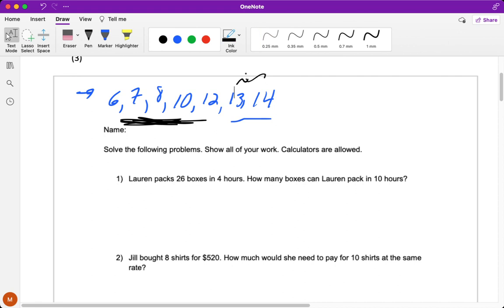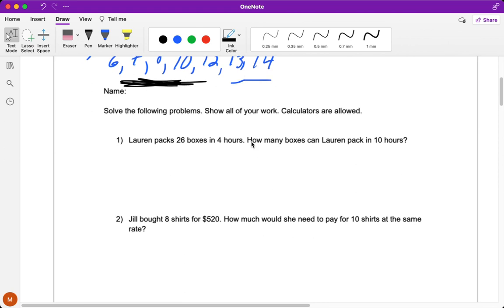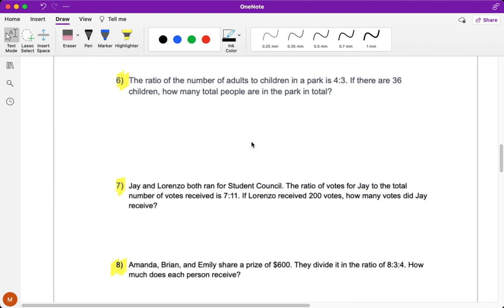I am going to go through it because based on a couple of your answers, I could tell that some of you are really close. So I just wanted to show you how you can go through and do them. So let's go ahead and get started with question number 6.